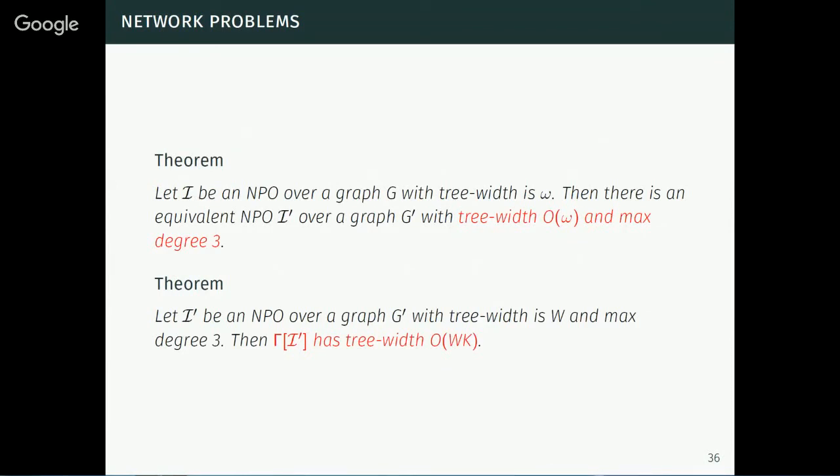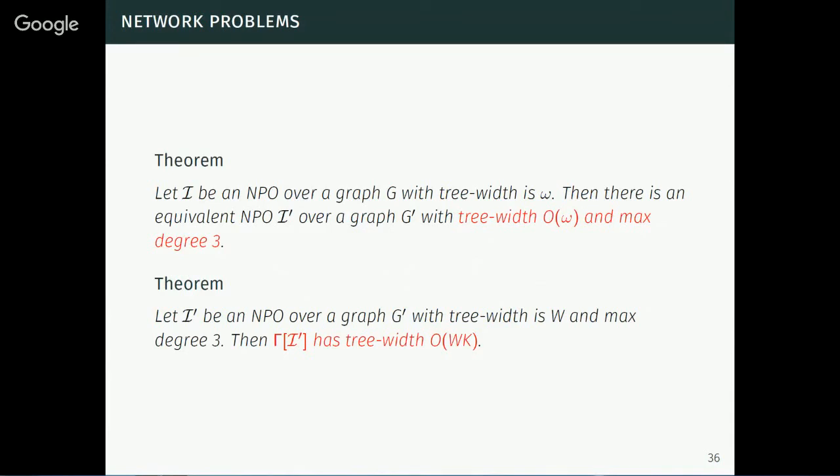So we did 2 steps. The first thing is that if you have a problem over a graph that has tree width omega, then you can split this thing and get an equivalent problem over another graph after you did all the splitting, where the tree width is linear in the original one. And additionally, the maximum degree of that new problem will be 3. So that's the first thing, this careful splitting that we did.